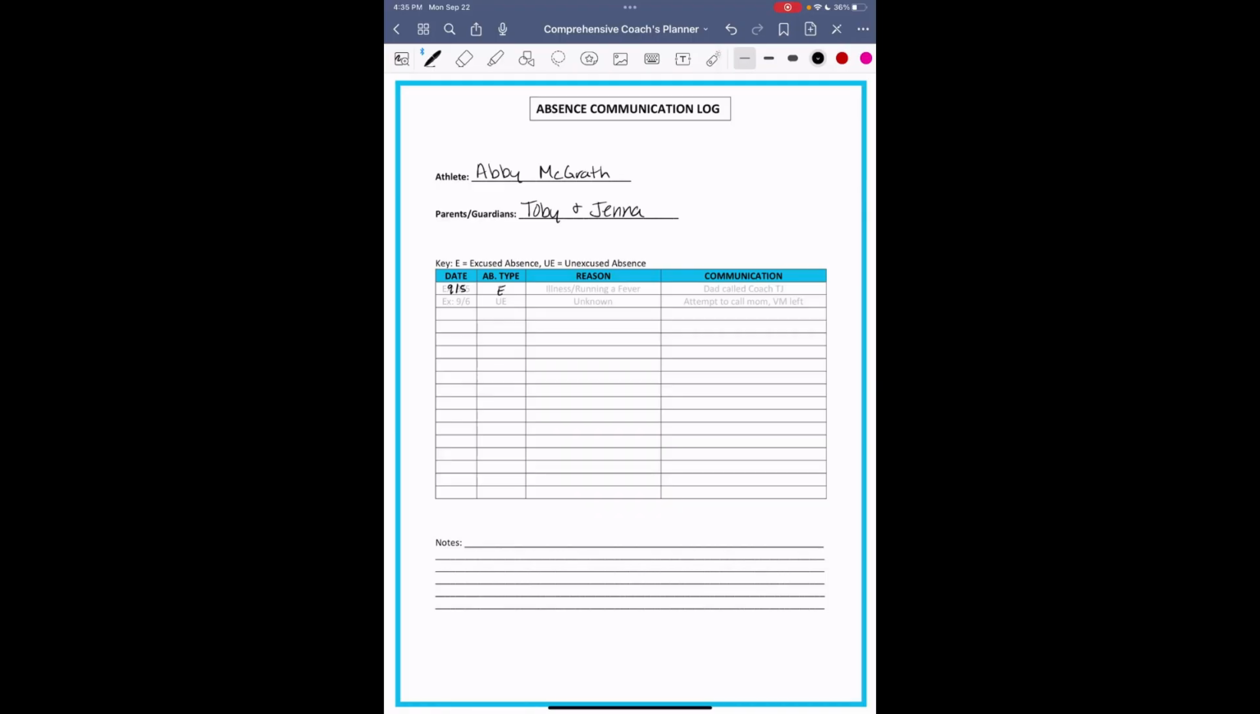What the reason was. Abby was ill with a fever. We don't need her at practice spreading germs, all contagious. So we are cool with her missing practice and getting some rest to feel better. How did this communication occur? Dad called coach. Now we have a record of that. We have it noted. We can look back at this at any point and know what was going on that day and how the communication was handled.